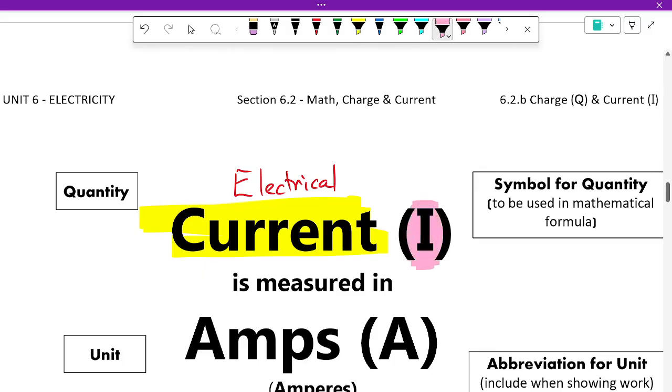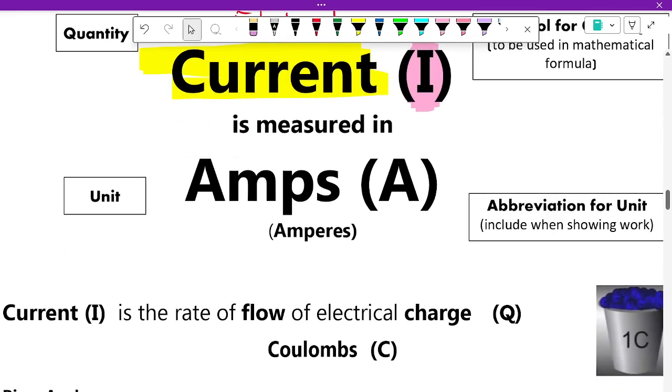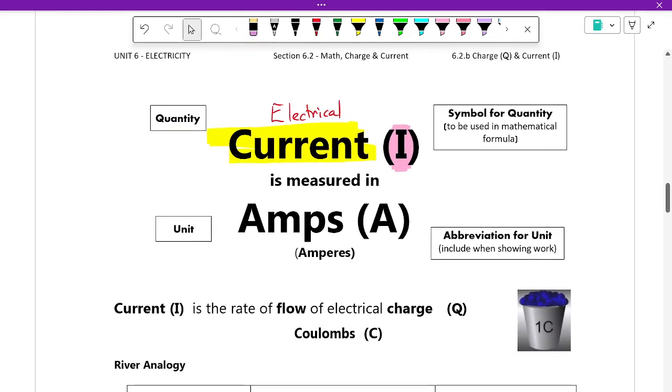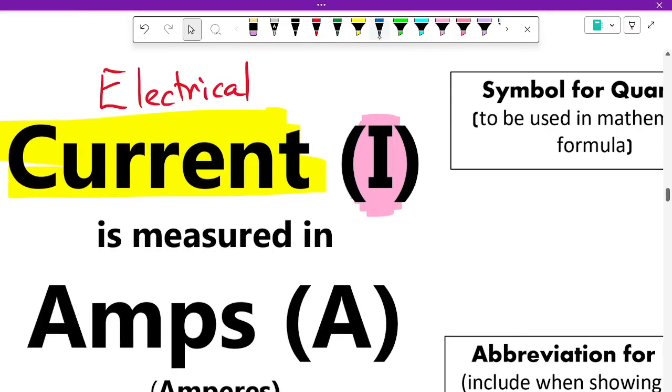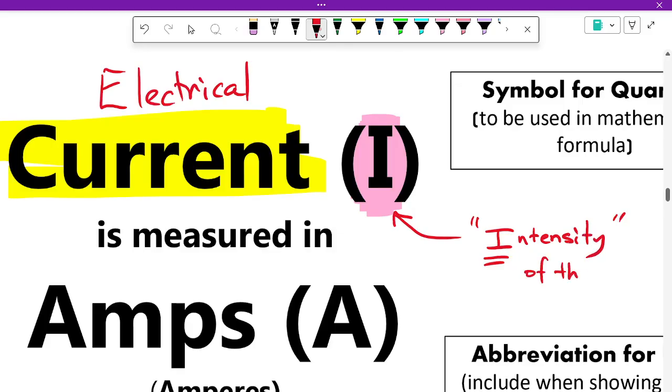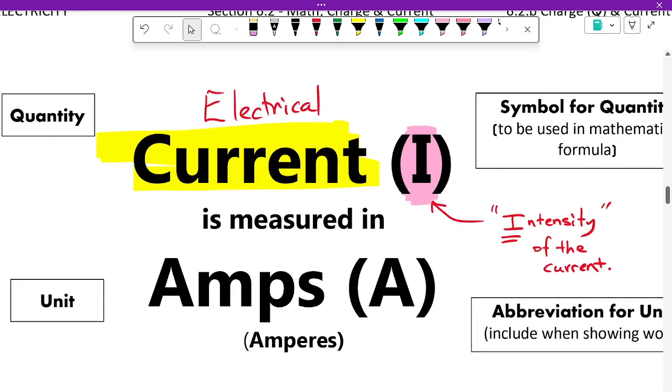And if you need help remembering that, do I have it here somewhere? Oh, it's probably down below, but we're going to write it here anyway. This stands for the intensity of the current. Yeah. So we have the intensity of the current.